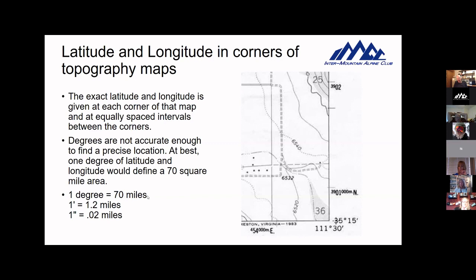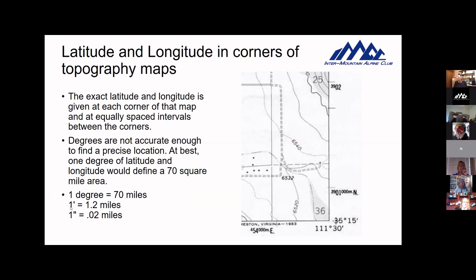Okay, 1 degree is 70 miles. We live at 46 degrees north. If any of you are skiers, downhill skiers, or snowshoers, and you want to go to 49-degree snow ski resort, it's 70 miles times 3, about 200 miles as the crow flies to get up to 49-degree north. Kind of a point of interest. 1 minute equals 1.2 miles. 1 second is 0.02 miles.